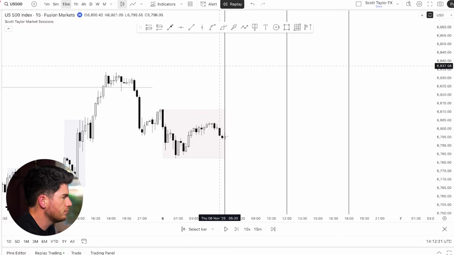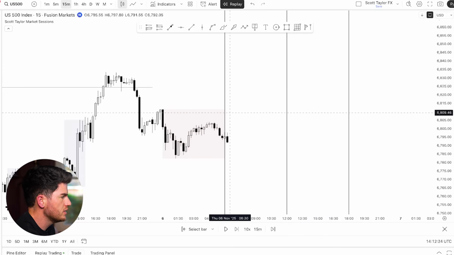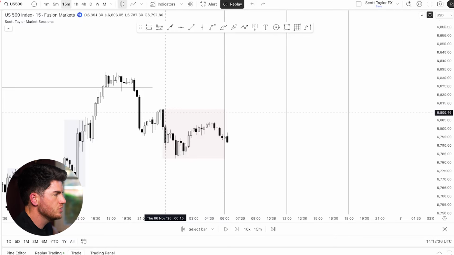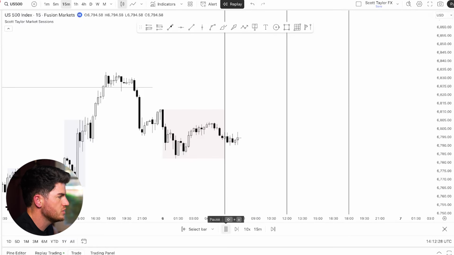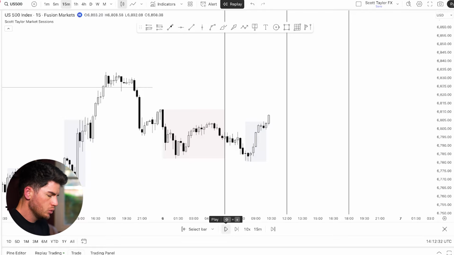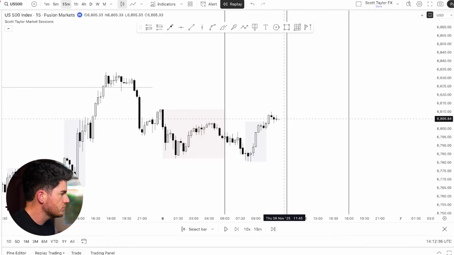Now we can see these vertical lines are separating the crossover between the Asia session and the London session, which is this next gray session. We're not trading this because this is the US stock market. We're waiting for the US Open. And then the next crossover is between the London and the New York.